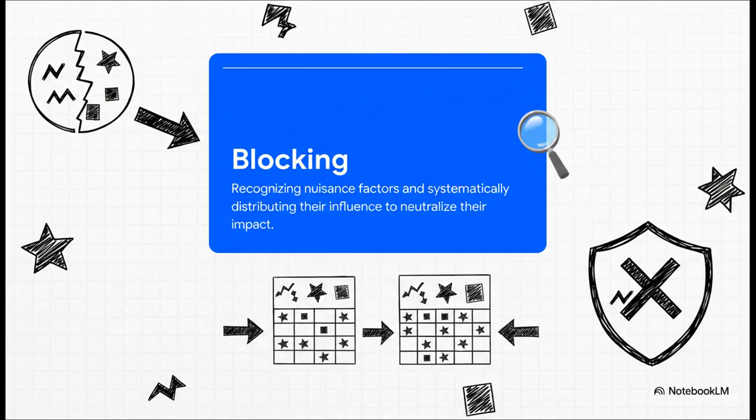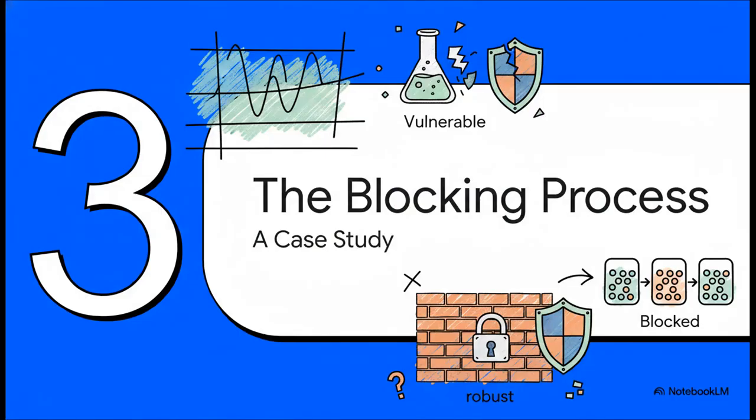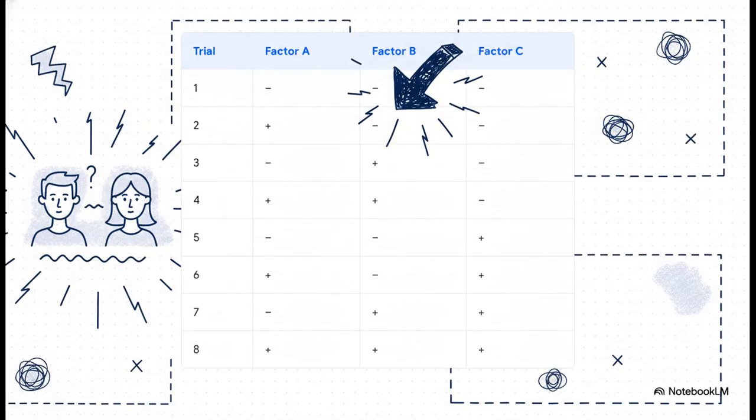The whole idea is actually brilliant in its simplicity. First, you identify the nuisance factor. Then, instead of just letting it randomly mess up your results, you systematically spread its influence evenly across all of your experimental runs. By making sure everything is balanced, you completely neutralize its effect. Now, theory is great and all, but to really get this, we need to make it concrete. So let's walk through a simple case study to see exactly how blocking can transform an experiment from something vulnerable to something truly robust.